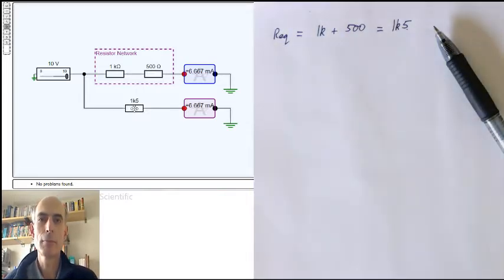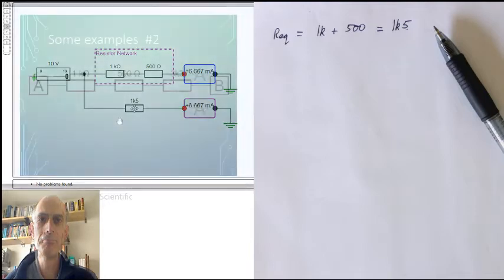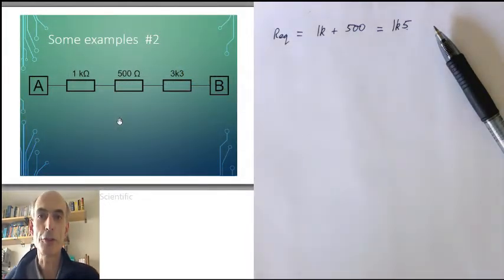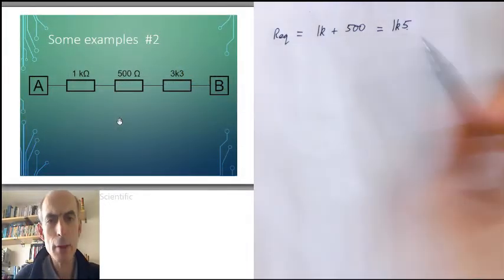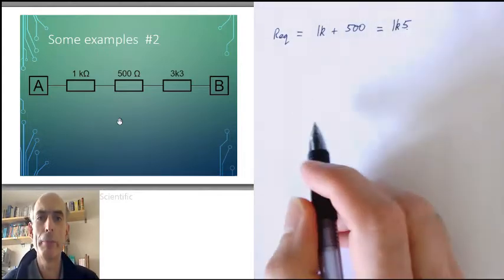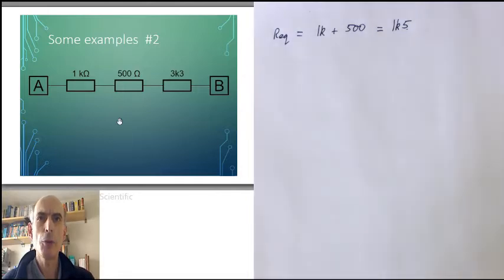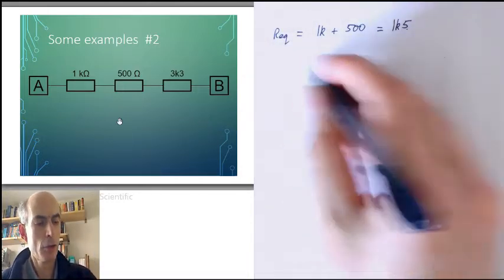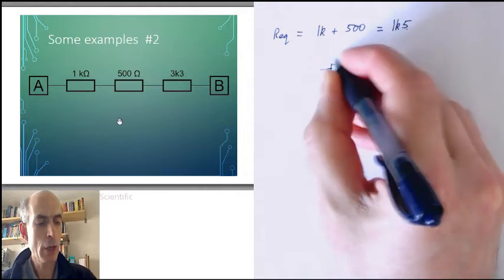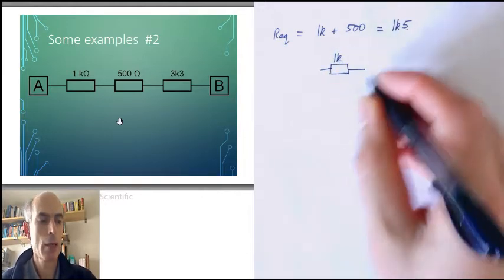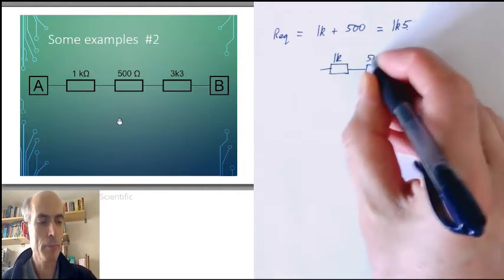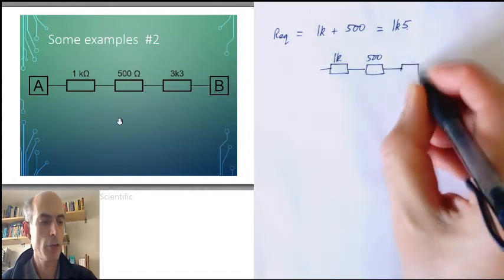Okay, next. We've now got three resistors in series. Now, we have derived a formula for three resistors in series, but rather than use it, I want to analyze this in a slightly different way. We've got three resistors, a 1k resistor there, a 500 ohm resistor there, and a 3k3 resistor here.